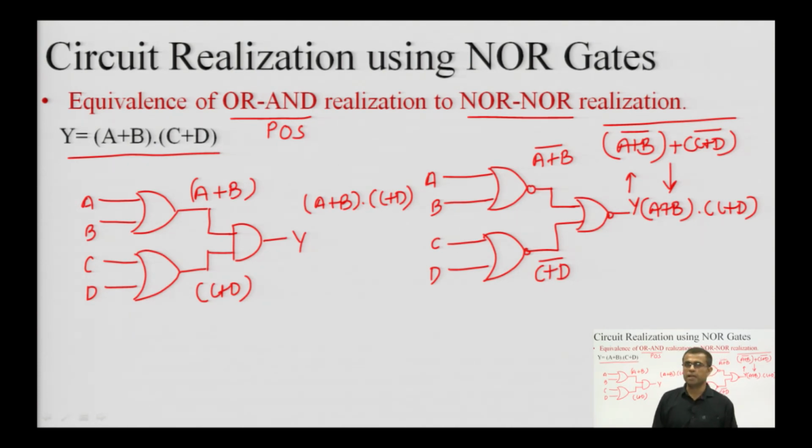That means, I can use NOR gates in place of OR gate and AND gates both. Condition apply, the expression has to be in POS form. Okay. So, I can make a statement here that OR AND structures can be realized using NOR structures. Okay. So, now let us take an example.